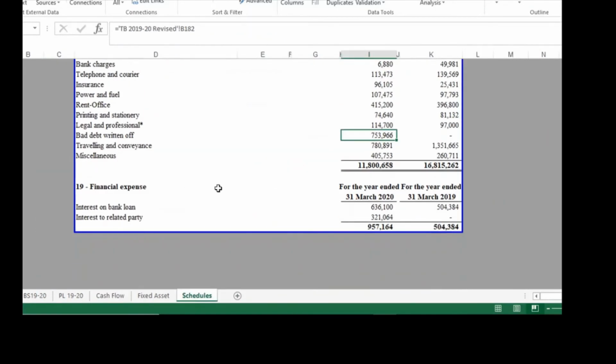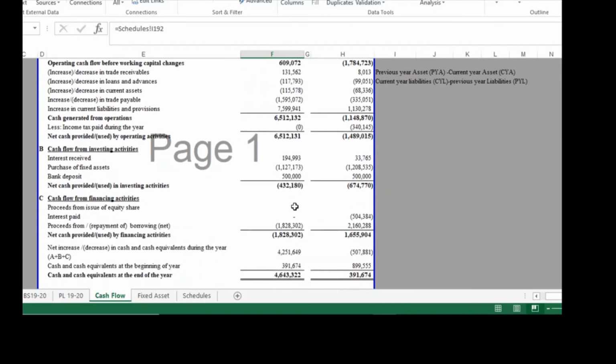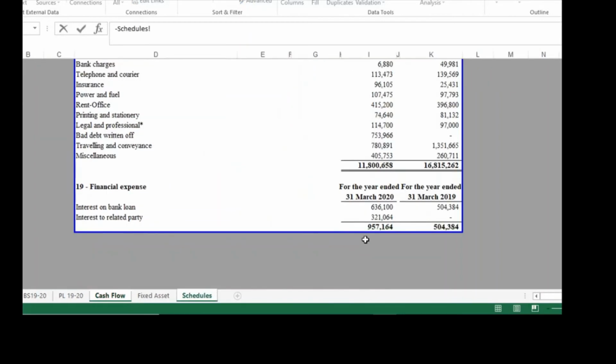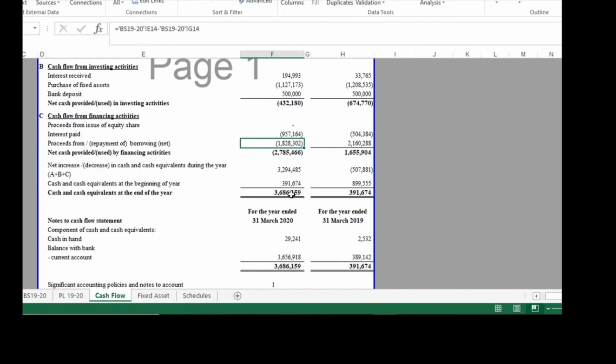Now let's see the next schedule, which is finance expense. Finance expense is a financing activity. So we are going to add it back in operating activity, and we are going to put it under financing activity. Now we can see our cash flow statement is still matching.